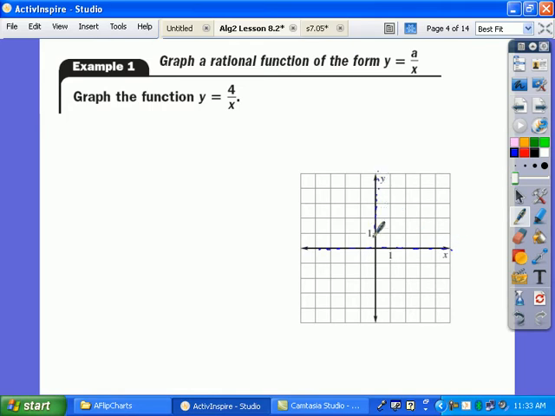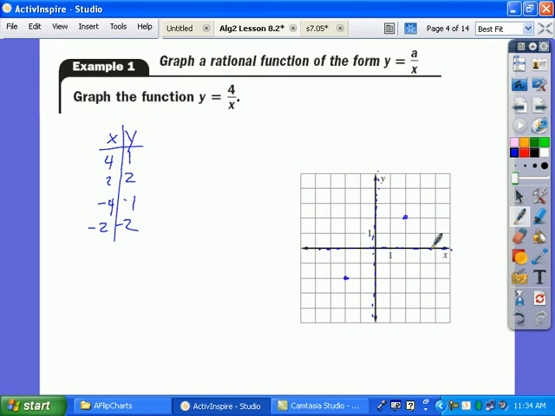And now I get this very unique characteristic shape. But so the characteristic shape is going to be like this, right? And we're going to have two pieces. And to fill out how those pieces look, I'm just going to pick a couple x values. So if I plug in 4, I get 1. If I plug in 2, I get 2. If I plug in negative 4, I get negative 1. If I plug in negative 2, I get negative 2. So 2, 2, negative 2, negative 2, 4, 1, negative 4, negative 1.